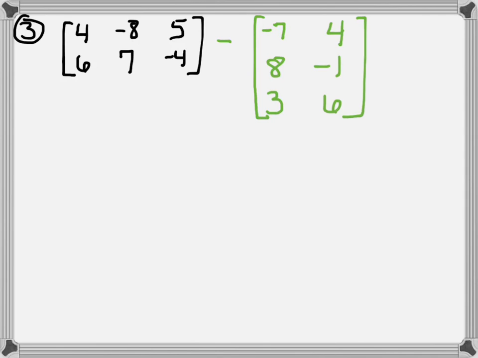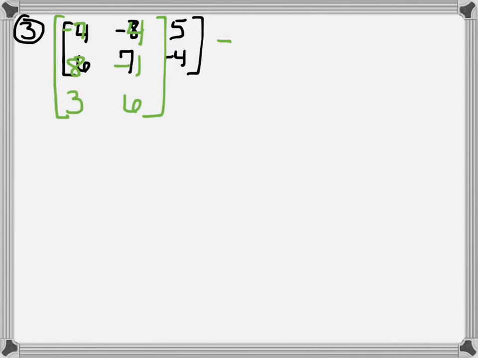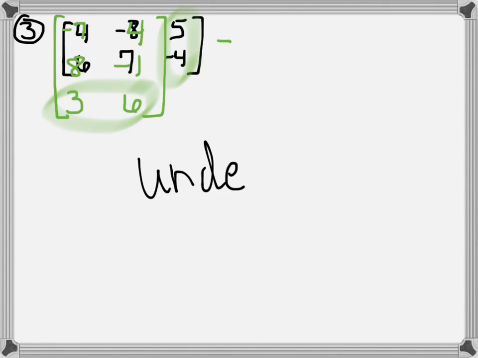On the second problem we have with the addition and subtraction, you'll see that the second matrix, when I line it up, doesn't line up perfectly. We have these 2 numbers down here and these 2 numbers over here that have nothing to overlap. So this is the undefined addition subtraction problem.